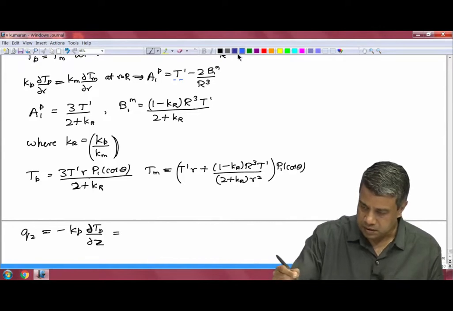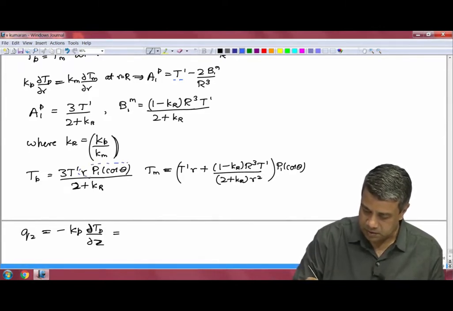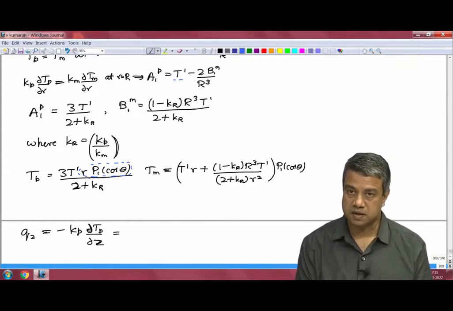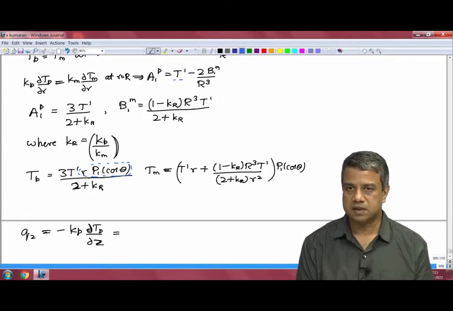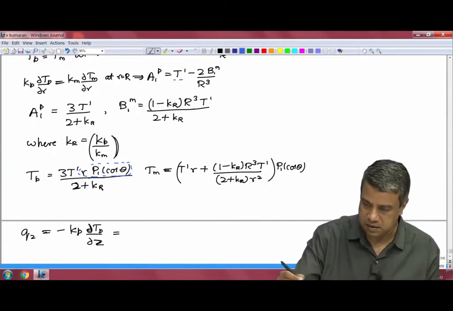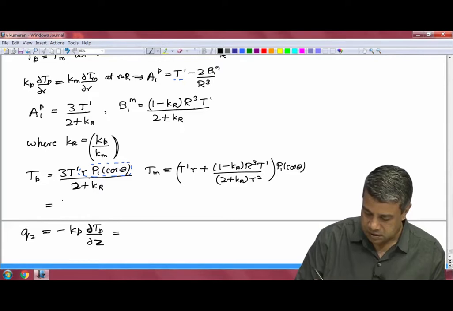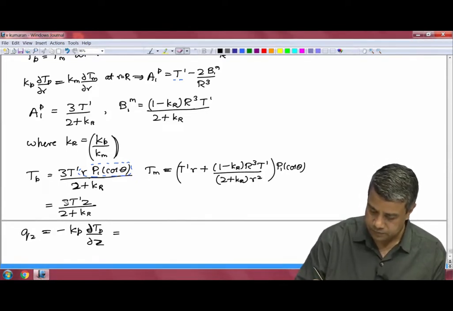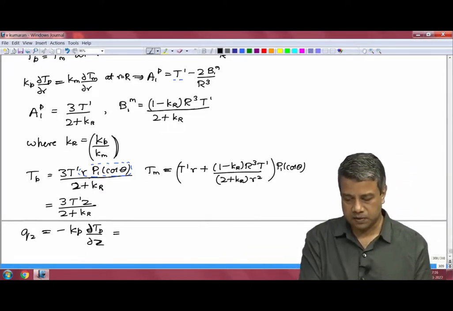And recall that this combination r times P1 of cos theta is z, because P1 of cos theta is equal to cos theta itself and r cos theta is z, the vertical direction, because the angle between z and r is theta. So, I can write this equivalently as 3 T prime z by 2 plus K r.